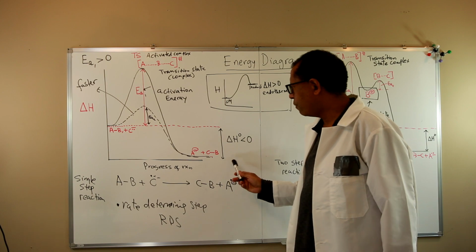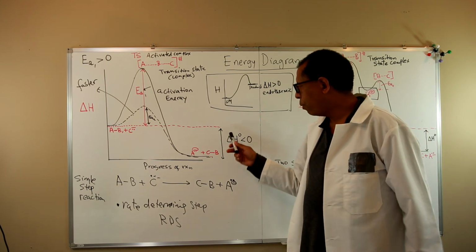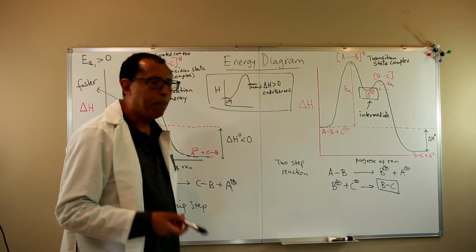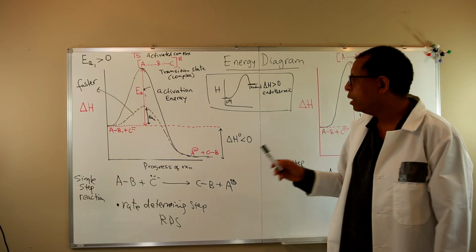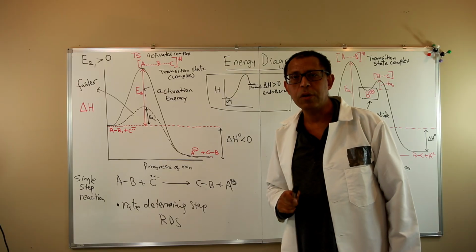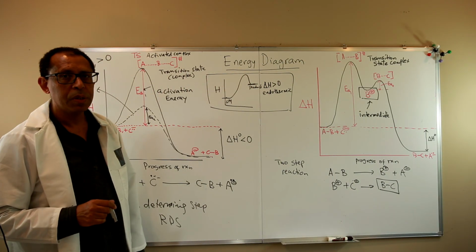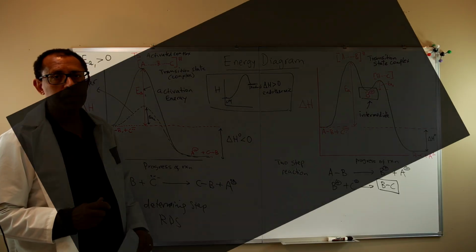Whether a product is formed, stable, or feasible to be formed is governed by the delta H, but how fast that reaction can happen is governed by the amount of activation energy you need for that particular reaction. So we'll continue to the next section.